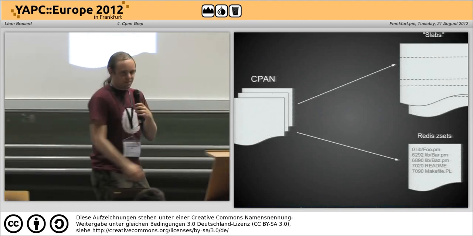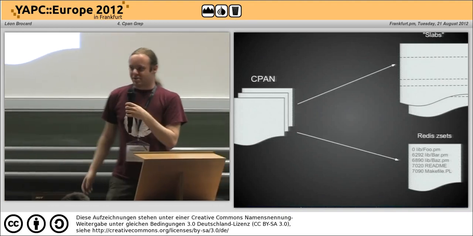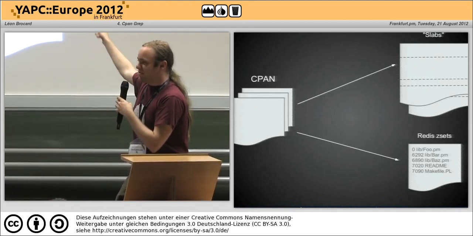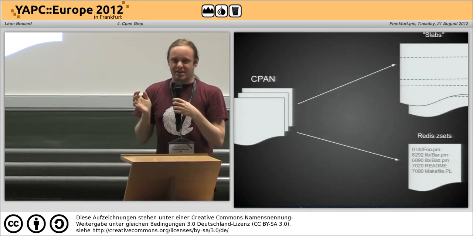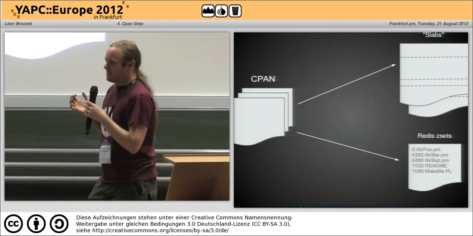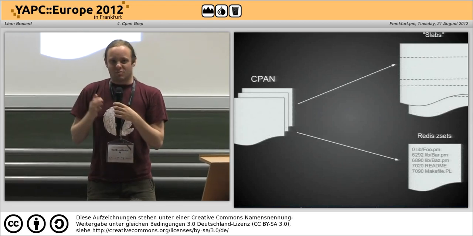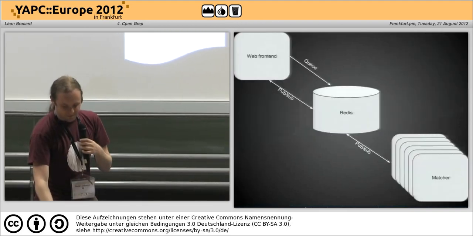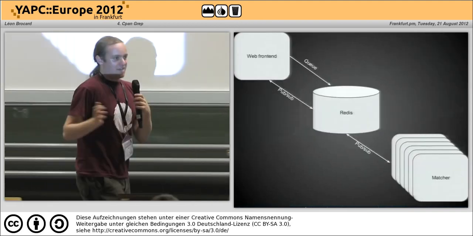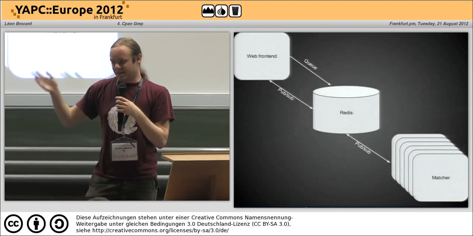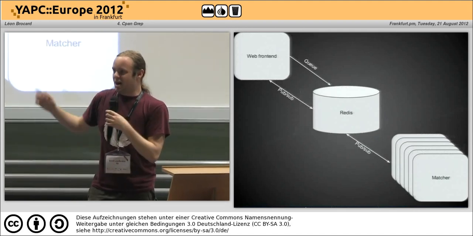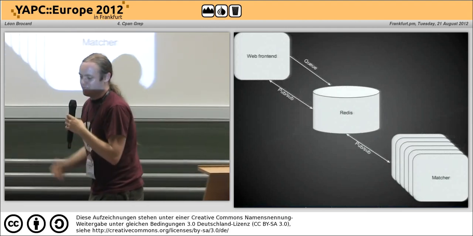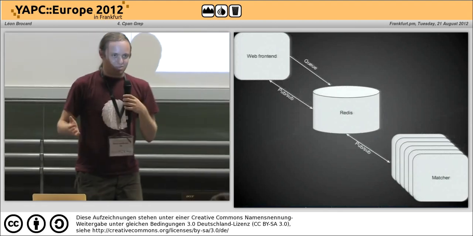Basically, I split up the whole of CPAN into lots of files, and then it uses Redis behind the scenes to remember the offset in the files that I've built of where the data is. That way, I can run a regex across a few files, which is much faster than lots of files. So it works quite fast. There's a web front end, which uses Web::Simple. Redis is the main thing behind the scenes. Then these matcher processes run several at once, so I can make use of all the CPUs on a box. It scales quite nicely.